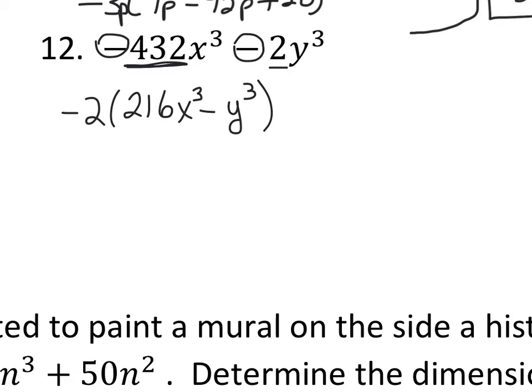And of course, like I said before, if you suspect you might have a difference of cubes, you need to check to see if the coefficients you have are perfect cubes. And 216 is a perfect cube. It's 6 cubed. So we can take the cube root of 216, and that gives us 6. The cube root of x cubed is x, and the cube root of y cubed is y. So that's our first term.